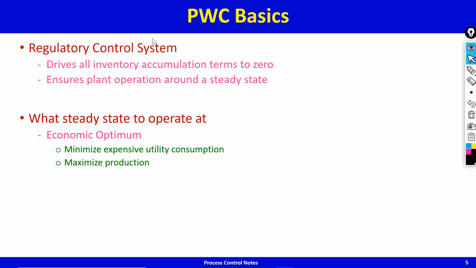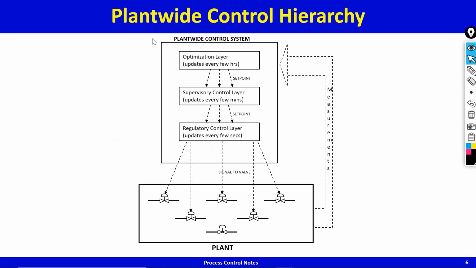Okay, so once the process has been stabilized to operate around a steady state, then you start asking the questions: now I can choose which steady state to operate at, and the steady state to operate at is typically chosen to maximize or minimize an economic criterion. For example, you would like to minimize expensive utility consumption per kg product produced, or you would like to maximize production, and so on and so forth. So this is how plant-wide control systems are typically implemented.